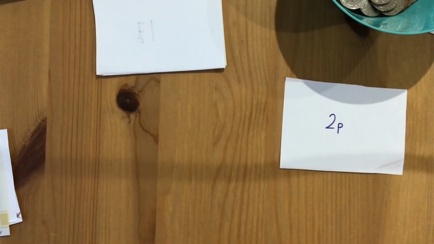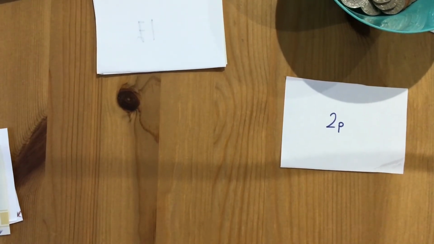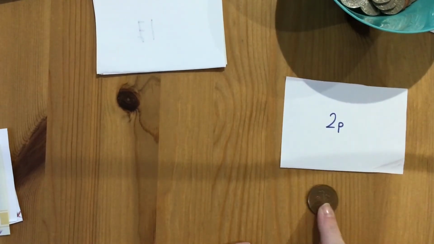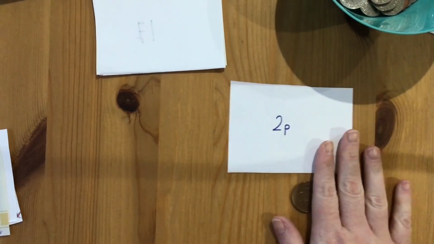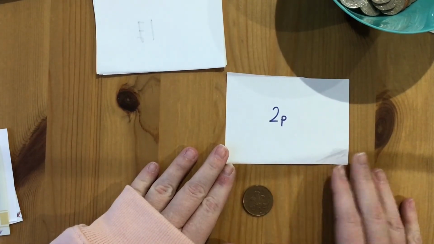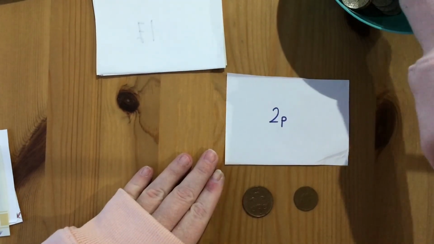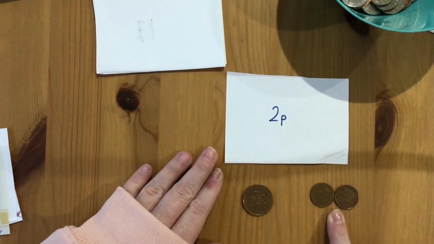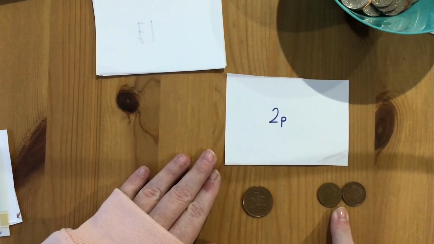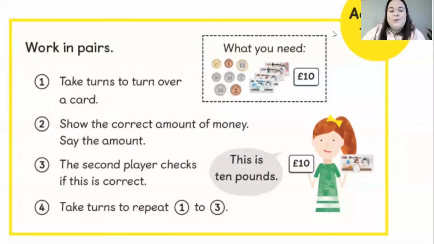This time I need to show 2p. 2p is a low amount of money. The p means pence, so that means I need to find a coin. There's my 2p coin. Could I make it any other way? I wonder. 2p. I could use 1p. Add 1p. That also makes 2p. This is where we're going into making amounts. So if you want to give yourself an extra challenge and find another way to make that amount of money, you could too. I hope you enjoyed playing the activity.